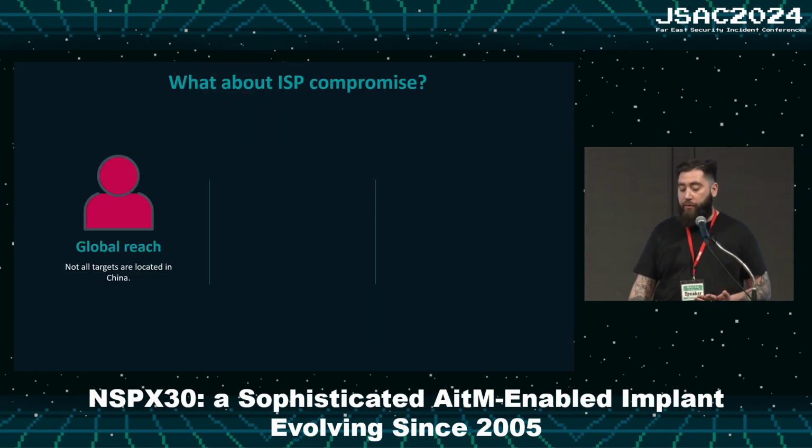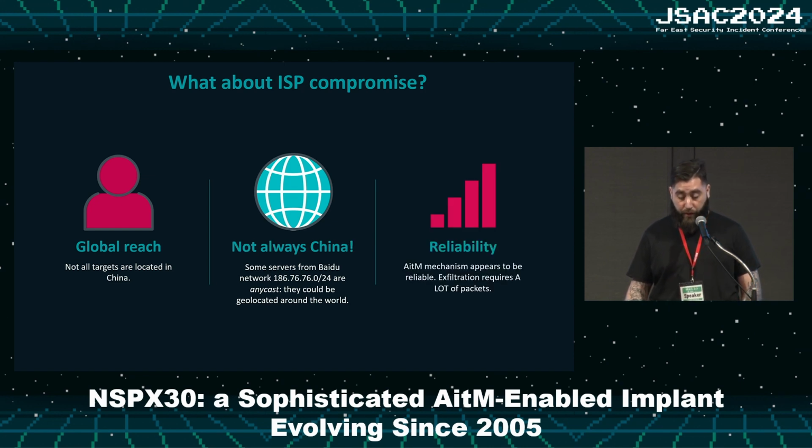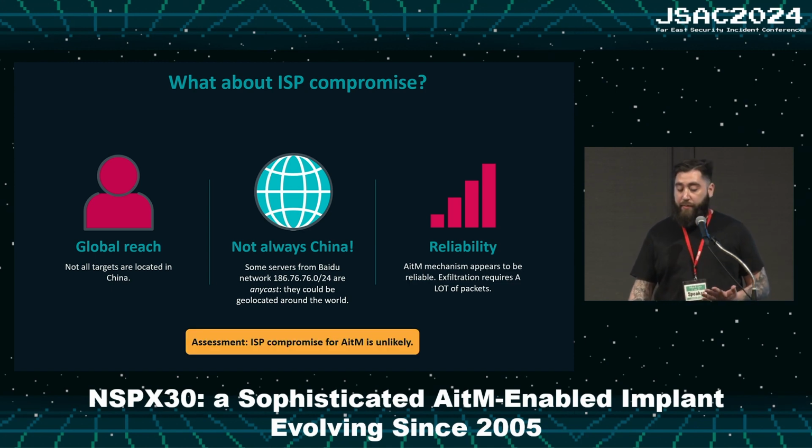But when it comes to Blackwood, we consider the following points. Blackwood's adversary in the middle has global reach, since not all of their targets are located in China. Some of the servers from Baidu located in that range where the backdoor sends its DNS queries are anycasted, so they could be located anywhere around the world. During our test, for example, no packets seem to go through Chinese infrastructure. The adversary in the middle seems highly reliable, because exfiltration requires a lot of packets and time. So our assessment is that ISP compromise for adversary in the middle is unlikely, and that the network implant must be located closer to the victims.